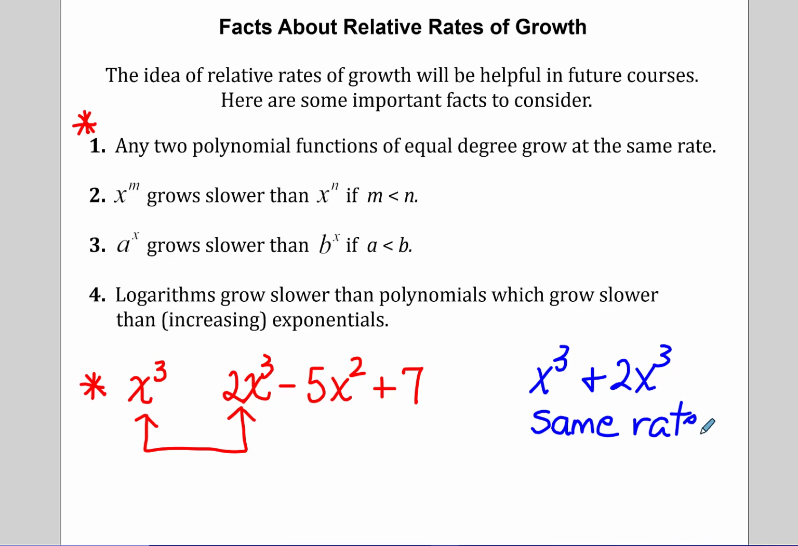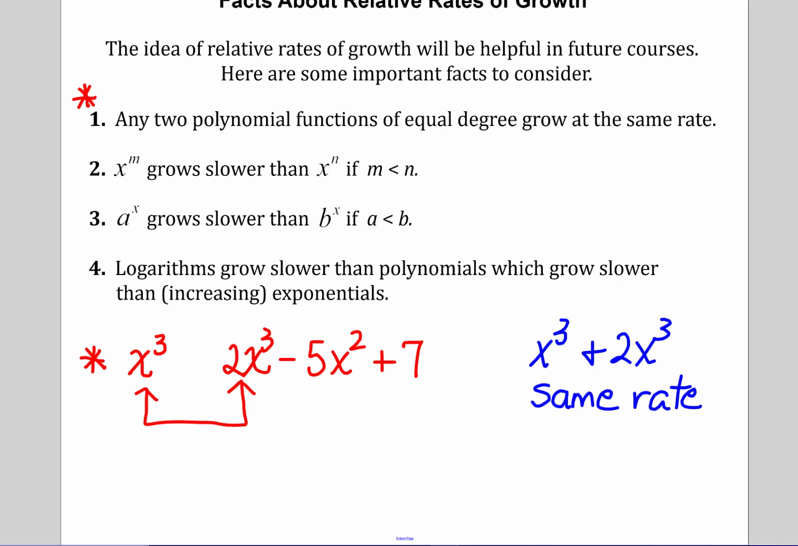And like I said, if I knew the rules about limits, I could use those. But we don't know the rules about limits yet. And one thing you could do is you could think about comparing them as a ratio.